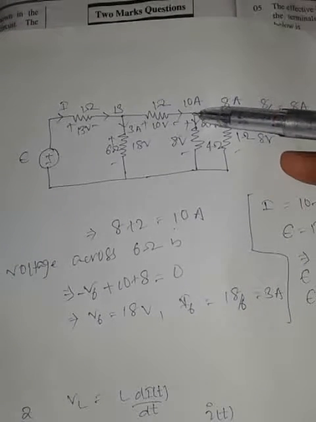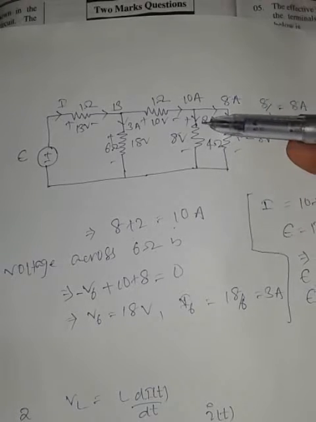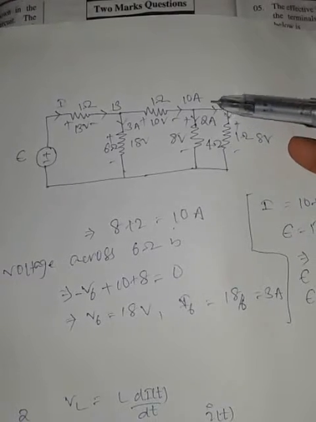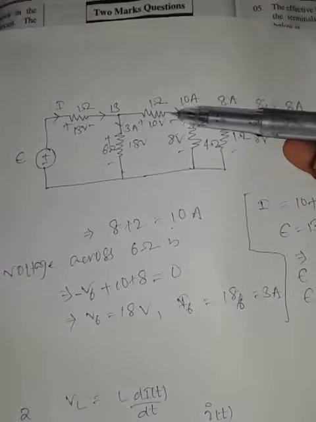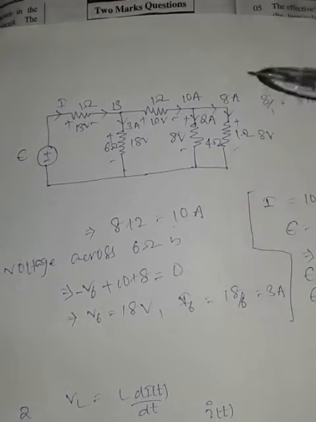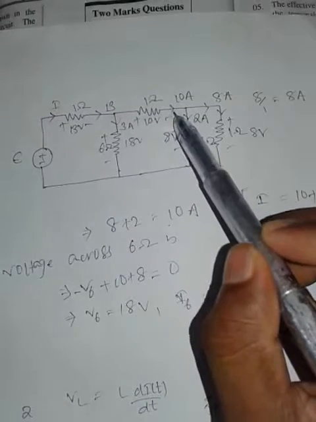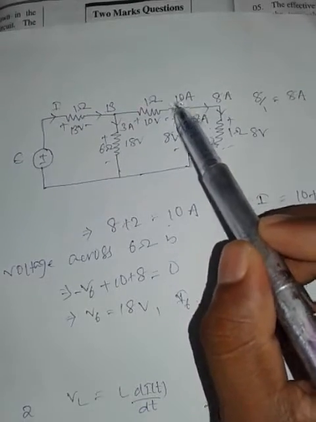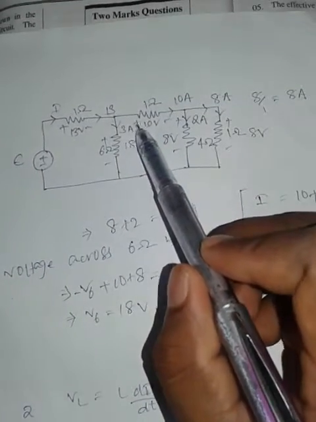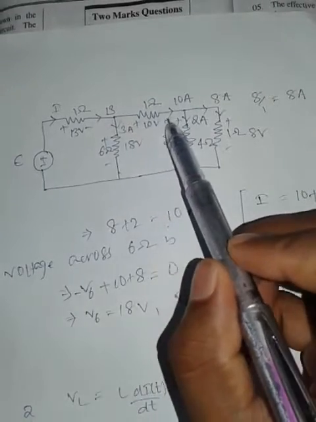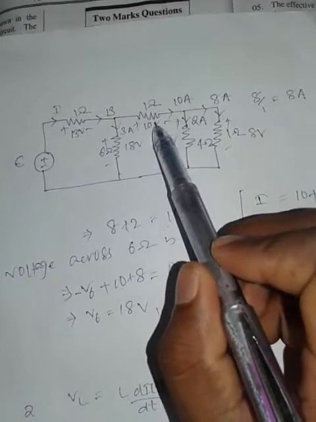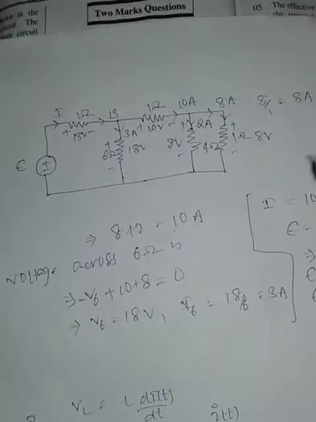Apply KCL here. This 2 is also going, and 8 is also going, so the current coming through here is 2 plus 8, which is 10. So through the 1 ohm resistance the current coming here is 10 ampere. The voltage drop across it will be 1 into 10, which is 10 volt. So the voltage drop across will be 10 volt.